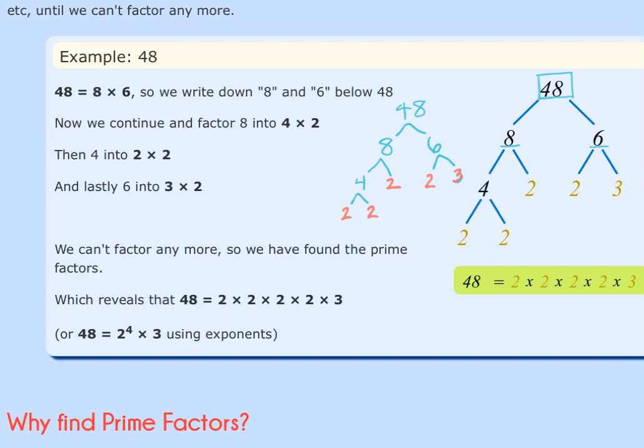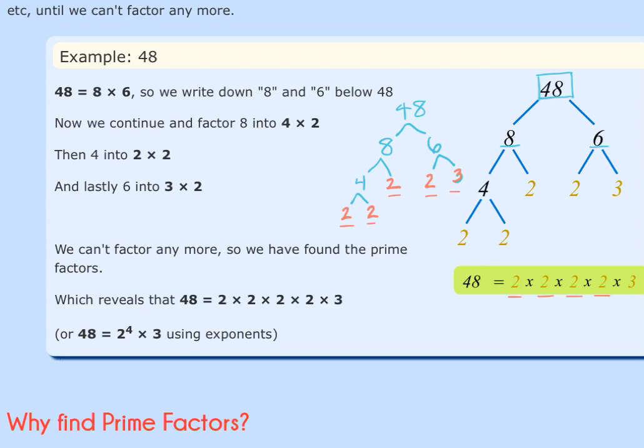I have no more, like I can't break that down. I can't break this down. None of these, because they're all prime. So once I have all prime numbers, I am done. And then you just write them all together. So we have 2 times 2 times 2 times 2. Here's my 4 2's. And then times 3.